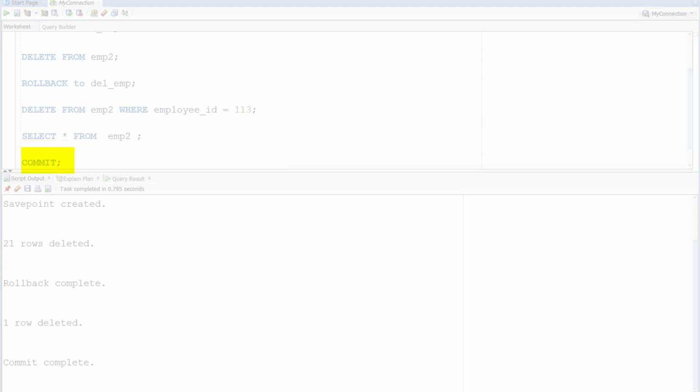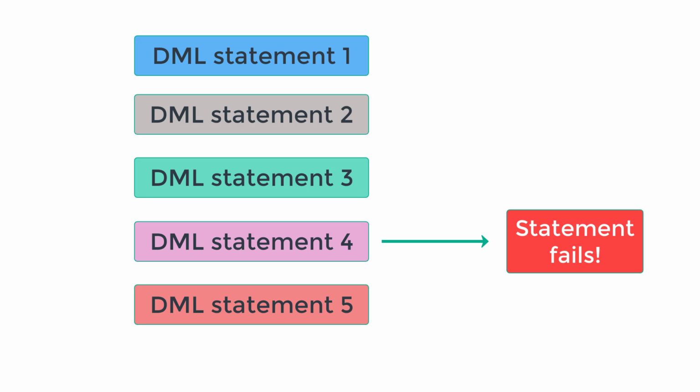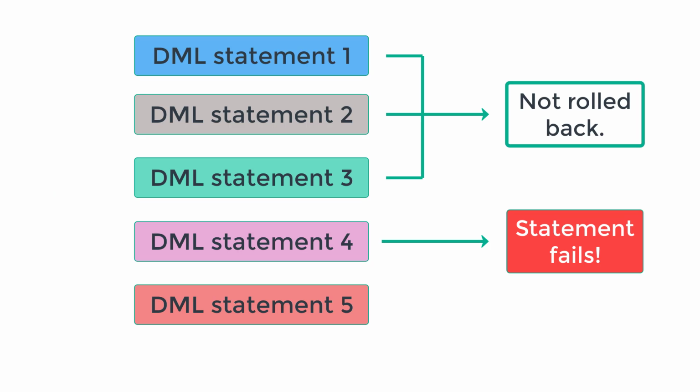If a single DML statement fails during the execution of a transaction, its effect is undone by a statement-level implicit rollback. However, the changes made by the previous DML statements in the transaction are not discarded. You can either commit or roll back explicitly.